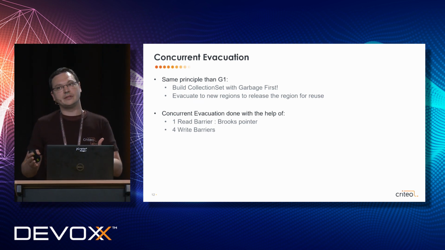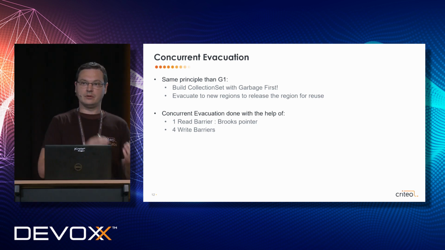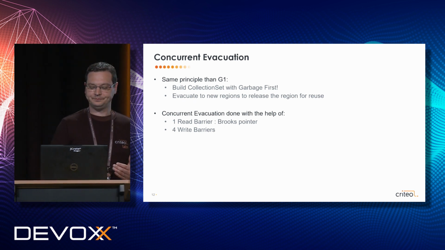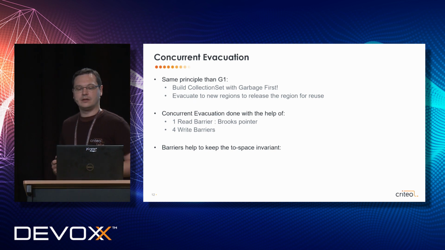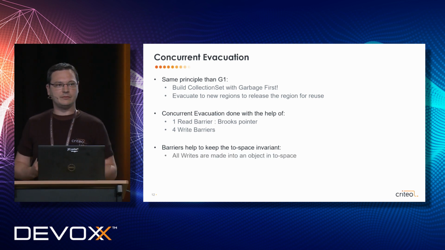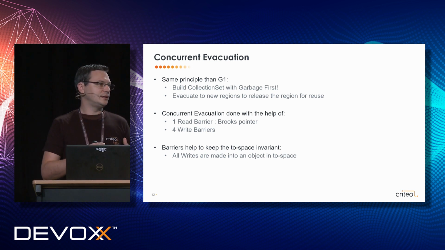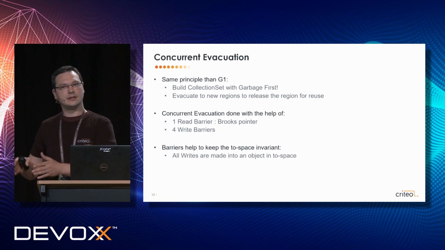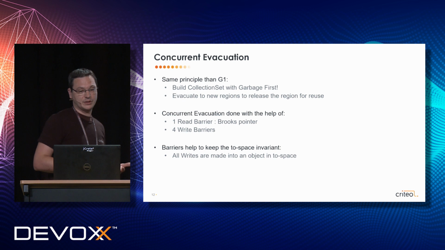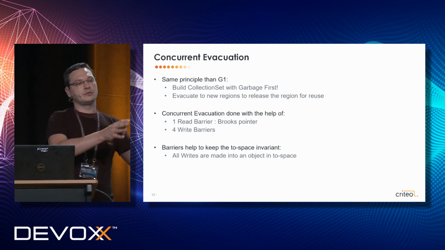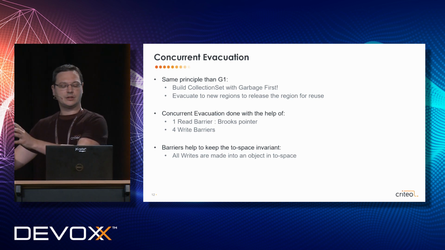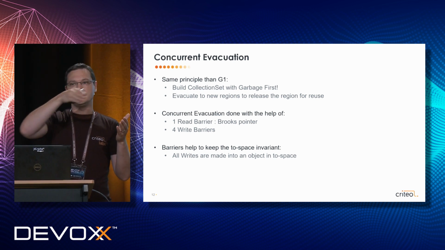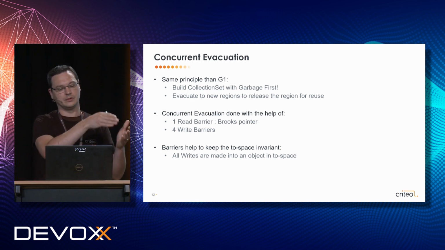So we've already seen that we have a pre-write barrier for the concurrent marking, and we introduce new barriers also to deal with the concurrent evacuation. Those barriers are needed to keep a to-space invariant. All writes that need to be done into an object must be done in the object that is placed in the to-space region. So we have the source region, the from space, and the destination region, the to space. So if you need to write into an object, it needs to be in the to-space region, not in the from space.